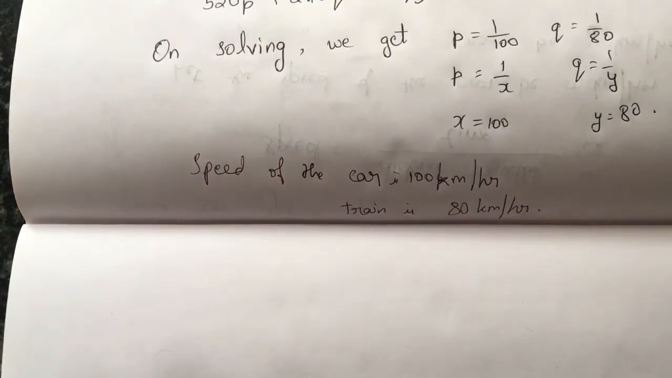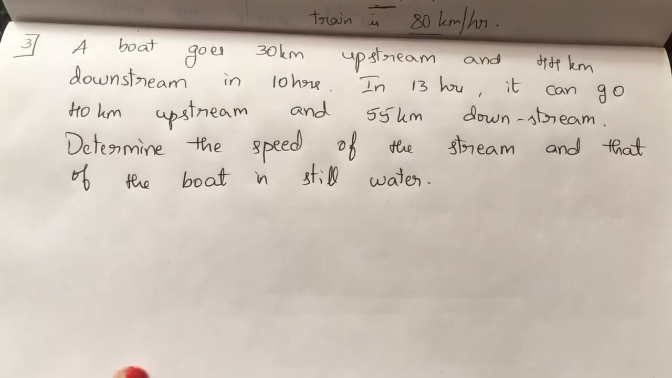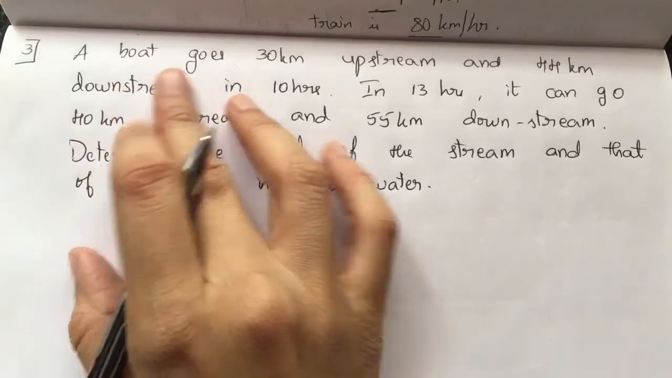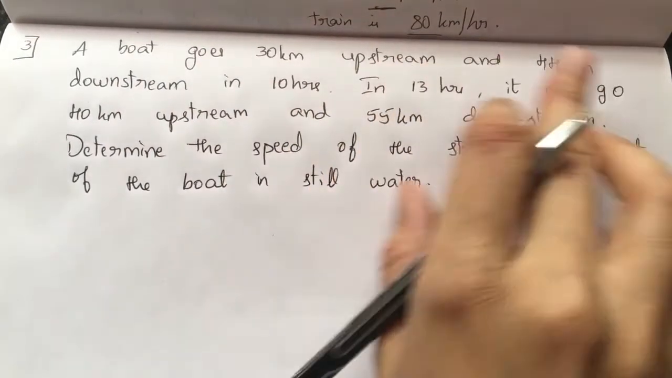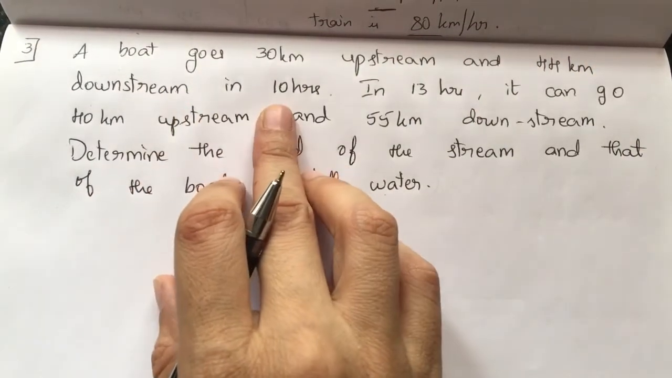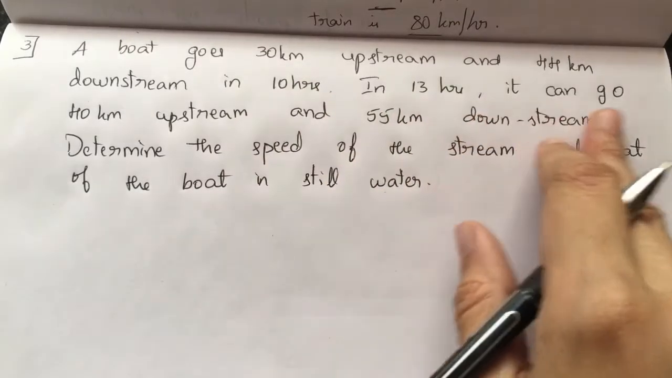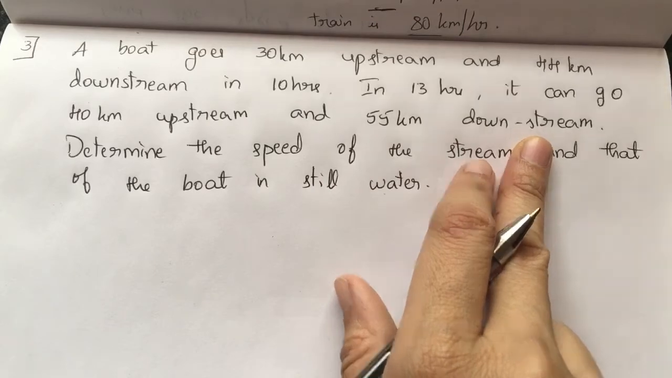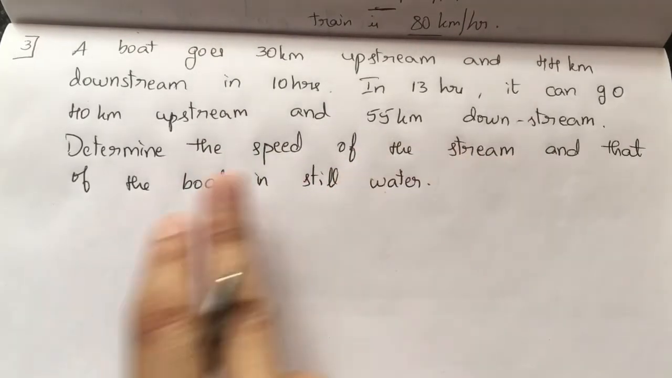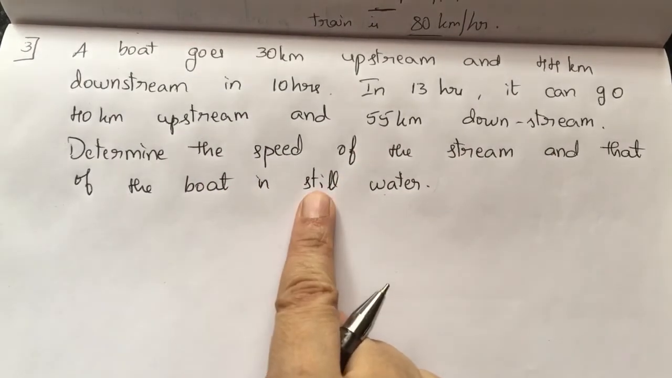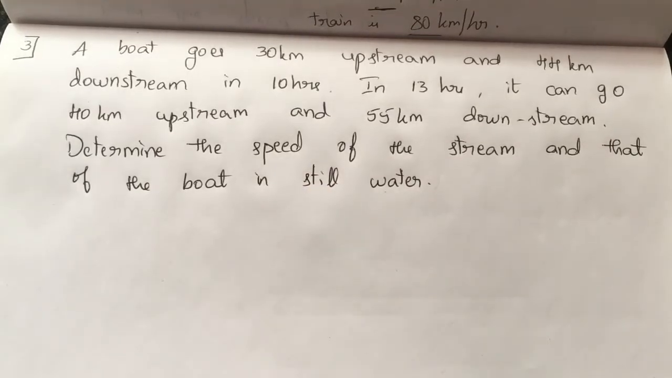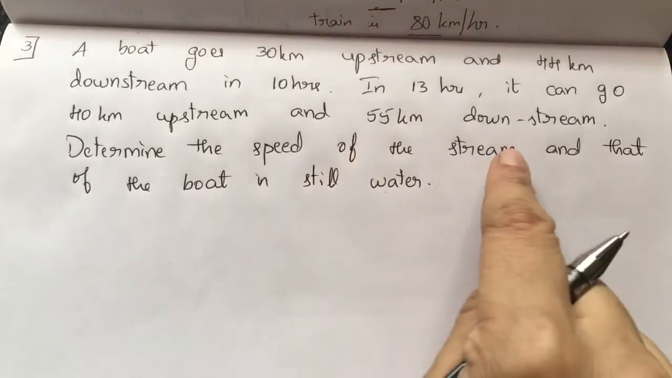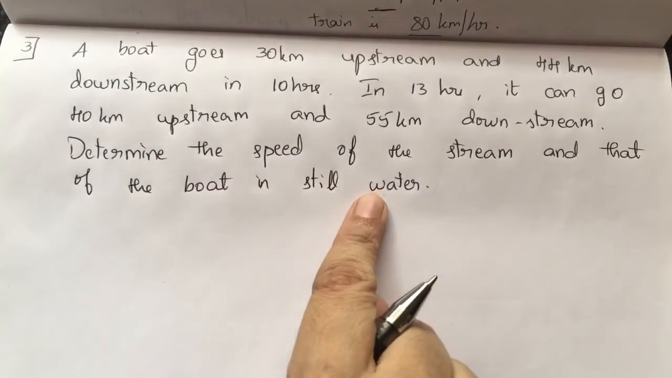Okay, we'll go for the next problem. The third problem, it's quite interesting. It says a boat goes 30 kilometer upstream and 44 kilometer downstream in 10 hours. In 13 hours, it can go 40 kilometer upstream and 55 kilometer downstream. Determine the speed of the stream and that of the boat in still water. So the last sentence, I need to calculate the speed of the stream and the boat in still water.